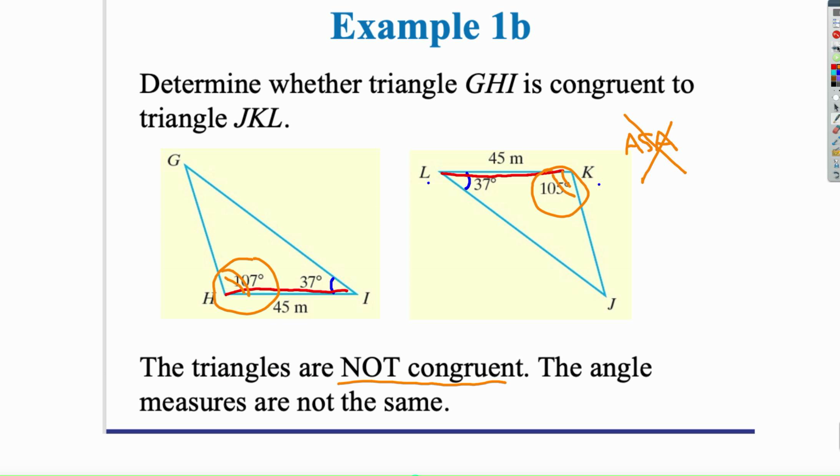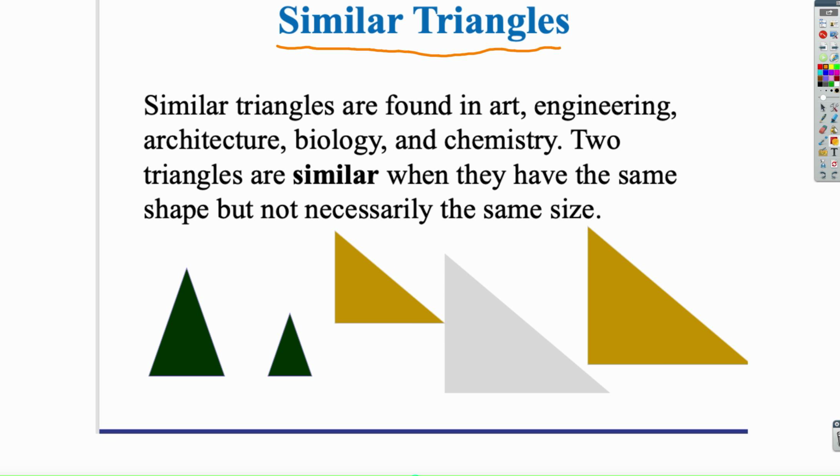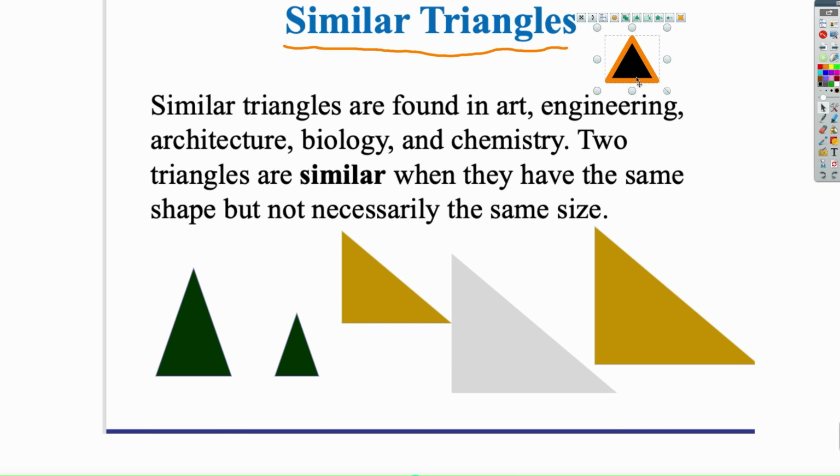So what we just covered there had to do with congruent triangles, meaning exactly the same. Now we're going to look at what's called similar triangles. Similar triangles means they have the same shape, but not necessarily the same size. So it means they are proportional. So here's an example. If I took this triangle here and I were to duplicate it, the two triangles I just drew are congruent. They are exactly the same.